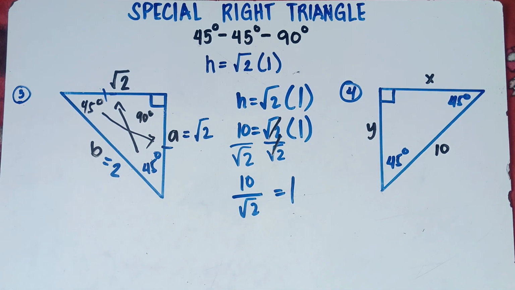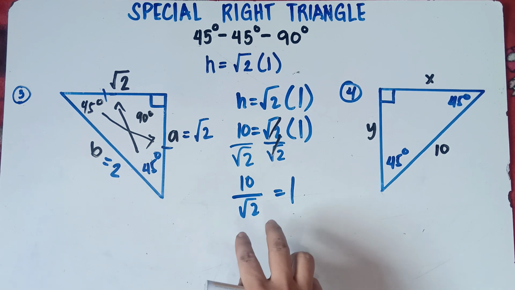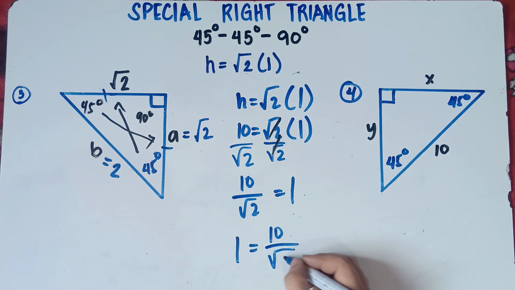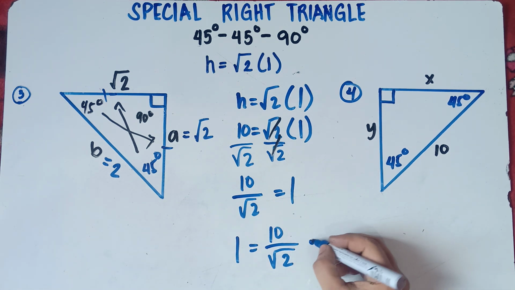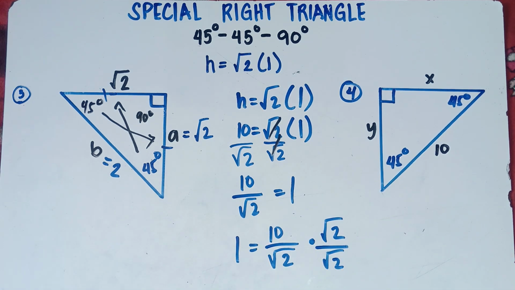Now once again, class, we're not allowed to have a final answer that contains a radical in the denominator. So therefore, we need to rationalize. L is equal to 10 over square root of 2. So we need to remove this radical symbol in the denominator. To do that, simply multiply both numerator and denominator by square root of 2. If you want to learn more about rationalizing denominators, I will put the link in the description down below. Feel free to see the link, class.